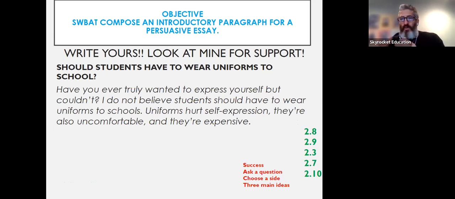And the way this works, and you'll see that 2.10 is up there, make sure you have the most recent Skyrocket framework, folks, because 2.10 is around the academic language needed to master content. You can argue that this has been happening in the whole lesson thus far, but here's where kids are really starting to write. They're starting to write their three main ideas, right? They're starting to actually choose a side. I'm putting the 2.10 up here now, but we could argue that kids have been using this kind of vernacular, or at least becoming familiar with it, throughout the lesson up to this point.